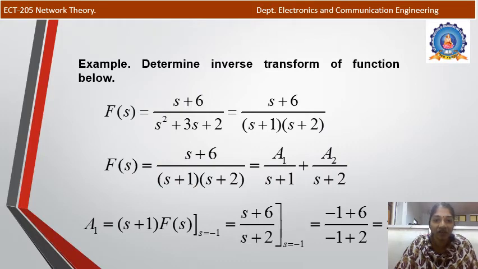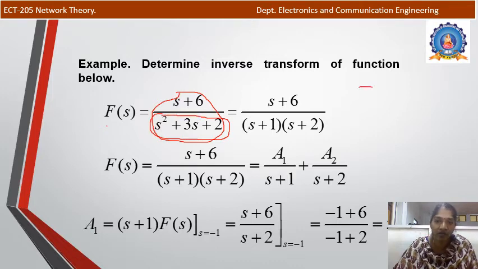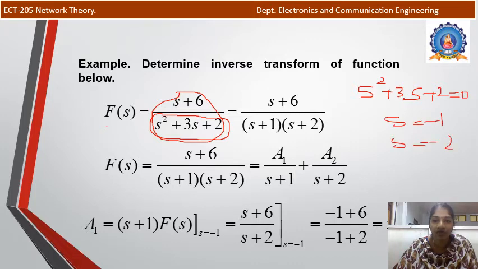Here we have to find the inverse Laplace transform of the function below, that is F of s given as s plus 6 by s square plus 3s plus 2. So what we do is factorize the denominator and then apply partial fractions. In order to do the factorization, first take the roots of s square plus 3s plus 2 equal to 0. So we get s equal to minus 1 and s equal to minus 2. So we can split it into s plus 1 into s plus 2.